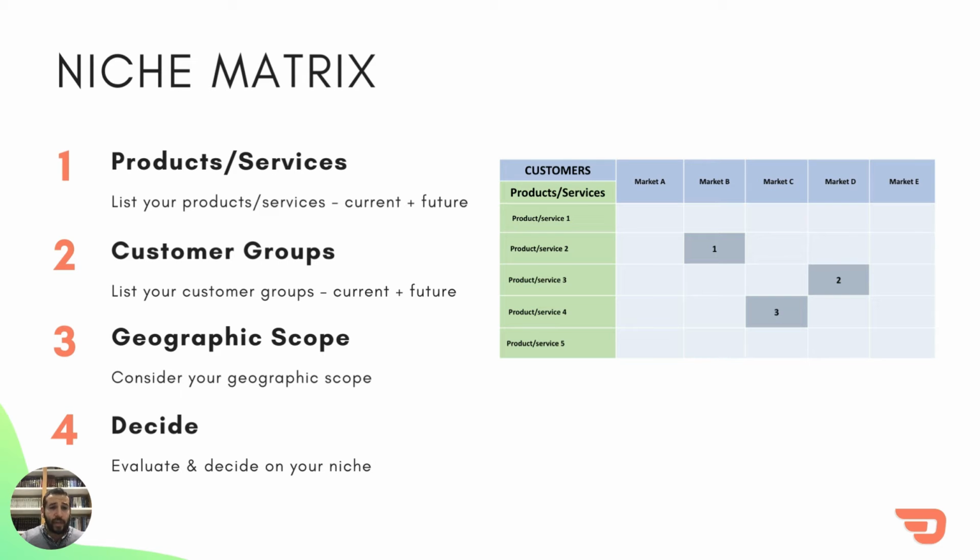Then number 3 is to consider your geographic scope. As you list your various customer groups along the top of the page, remember to specify their locations, whether by suburb, city, state, country, and so on. And then finally, step 4 is to evaluate and ultimately decide on your niche. The key is to determine which customer, product, geographic combination will form your niche.